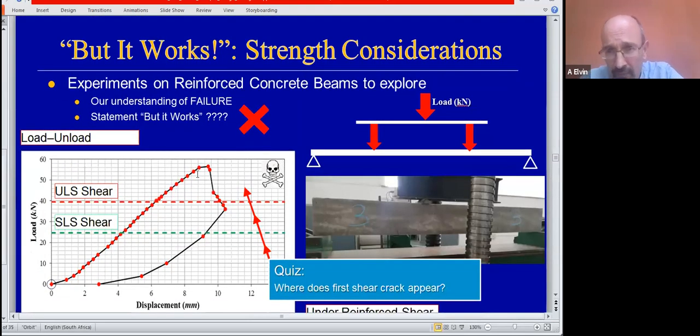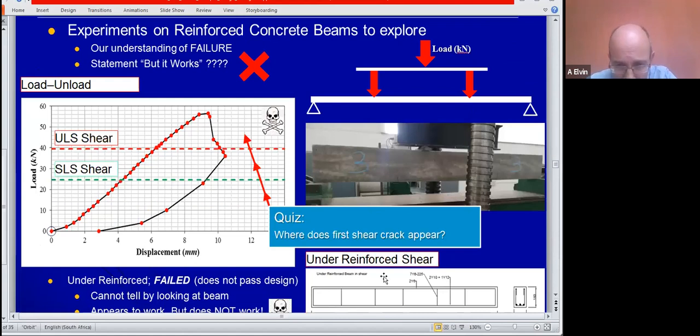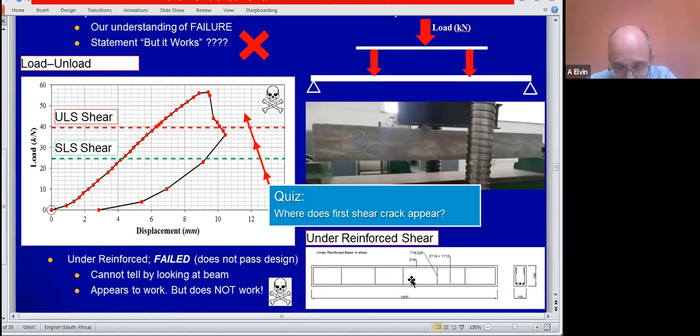Now, let me perhaps upset some people and look at the last case, and that is of under-reinforced in shear. So we provided enough tensile reinforcement for bending, but clearly violated the shear requirements from the code.